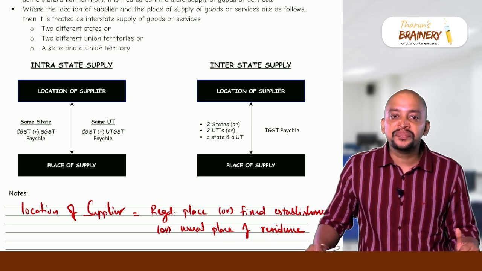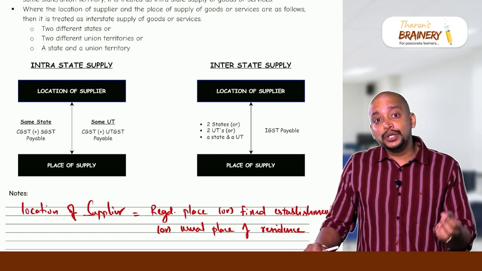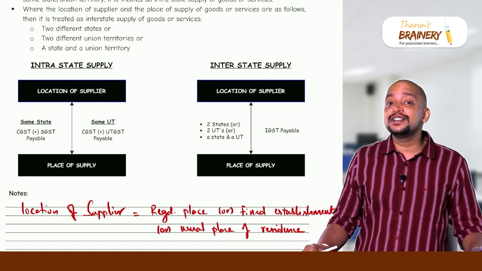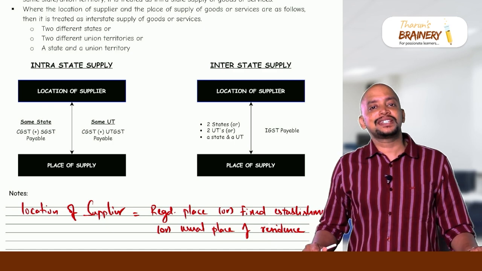Who will levy CGST? Simple, central government. Who will levy SGST? State government. Who will levy UTGST? Central government only, because union territories are under whose control? Central government. So UTGST is levied by central government.